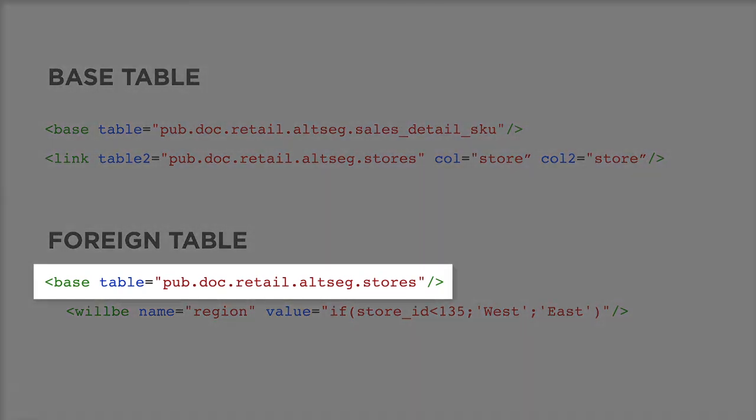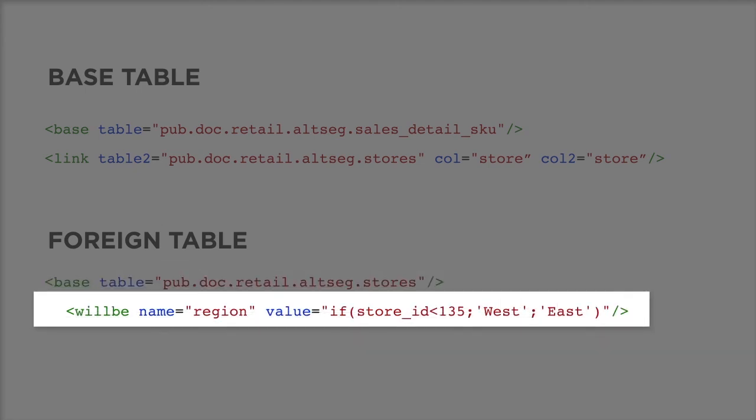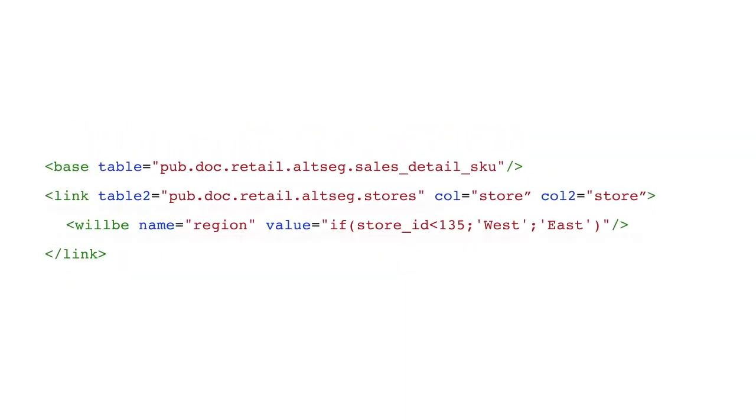Let's first focus on the foreign table and add a calculation which computes our new field. We've started with our store table and added a simple will be column to create a region field. Let's bring the pieces together.